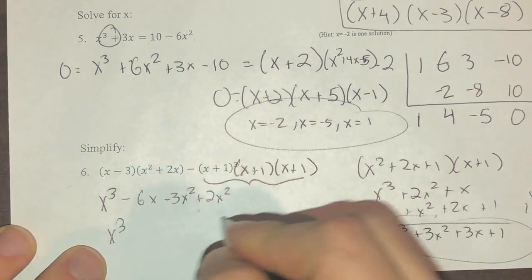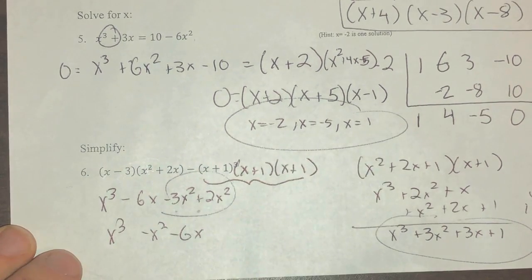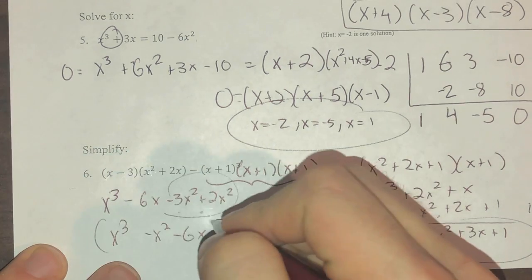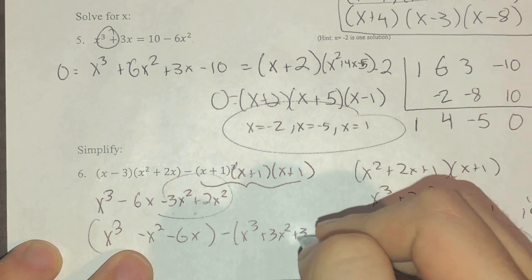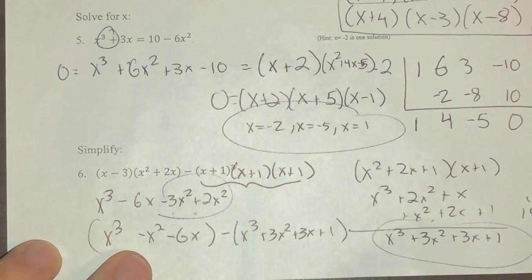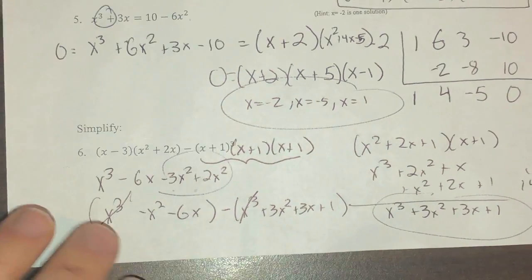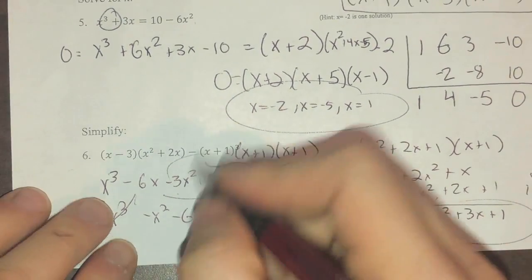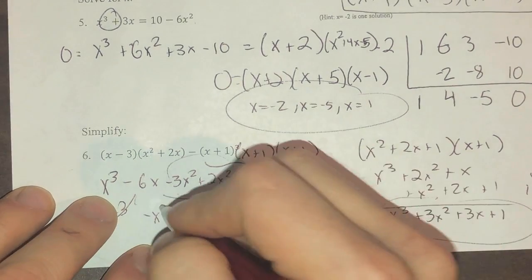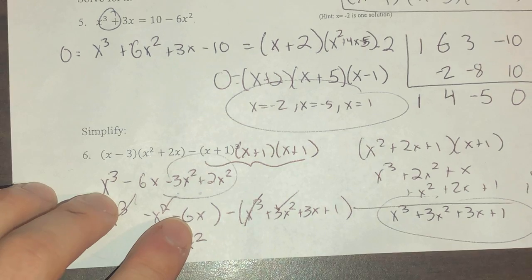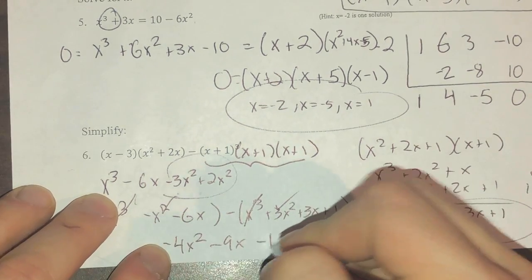So I get x cubed. These become a negative x squared minus 6x. And now what I want to do is subtract x cubed plus 3x squared plus 3x plus 1. Now let's take a look. x cubed minus x cubed, gone. Negative x squared minus 3x squared, because I'm subtracting this. Negative 6x minus 3x. 0 minus 1.